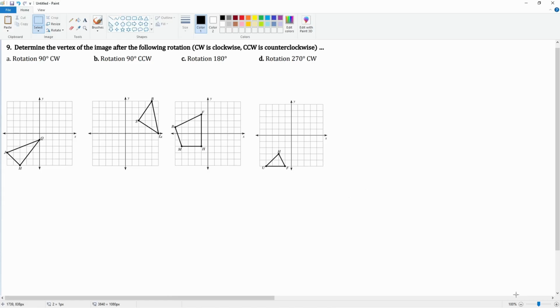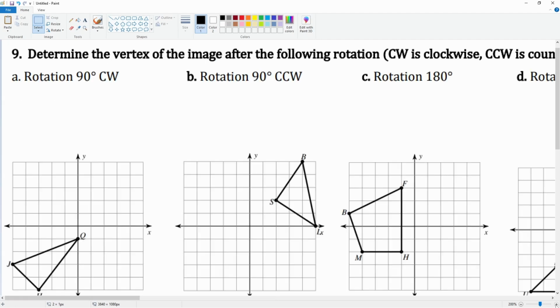Number 9, you're going to determine the vertex of the image after the following rotation. Okay, number 1, we have a 90 degrees clockwise rotation. First of all, we should get the rules for the rotation. So the rule for the rotation is that (x, y) is going to undergo a transformation such that the points will flip. So it is (y, -x). So you change the x, then you flip it.